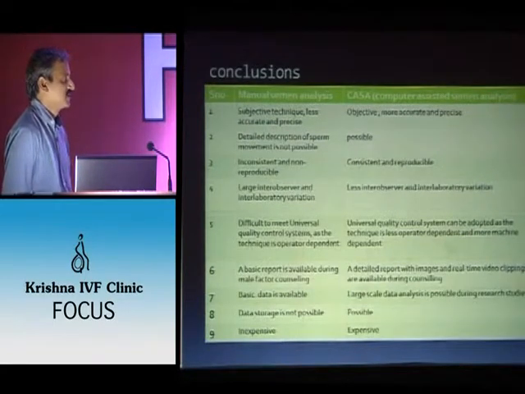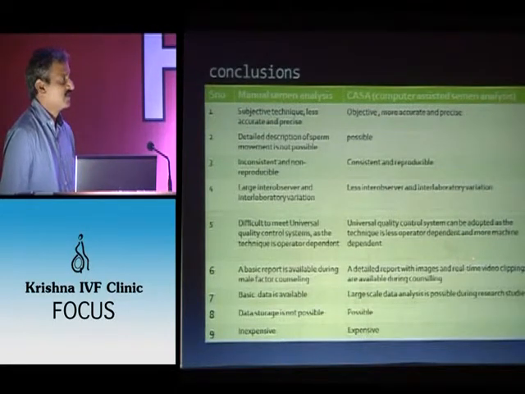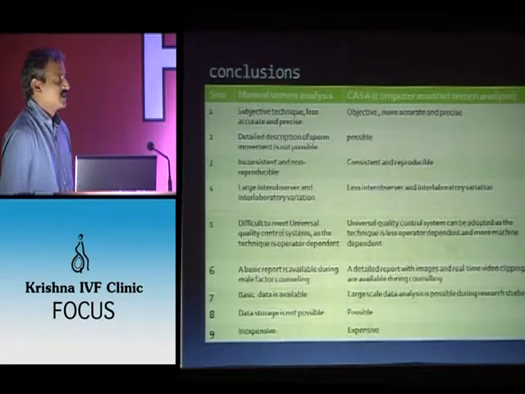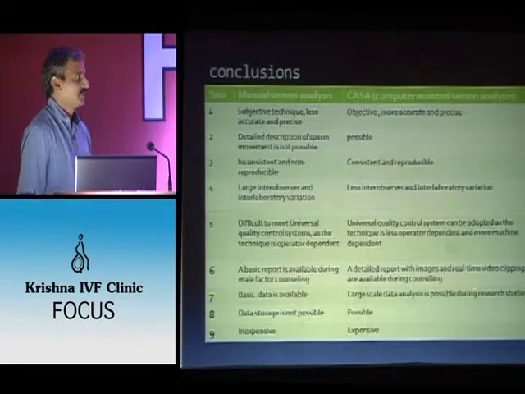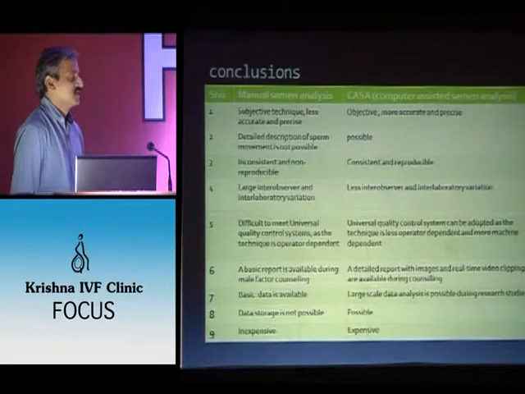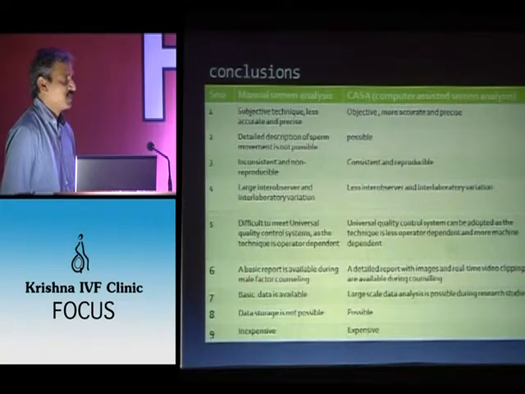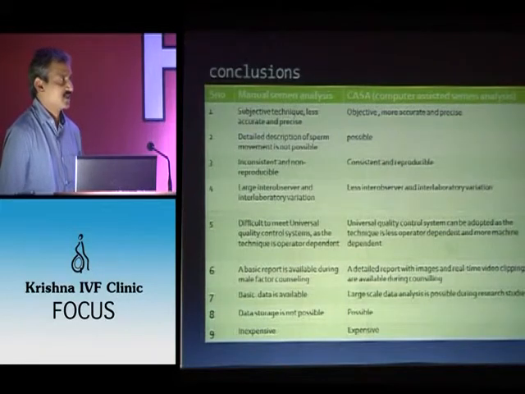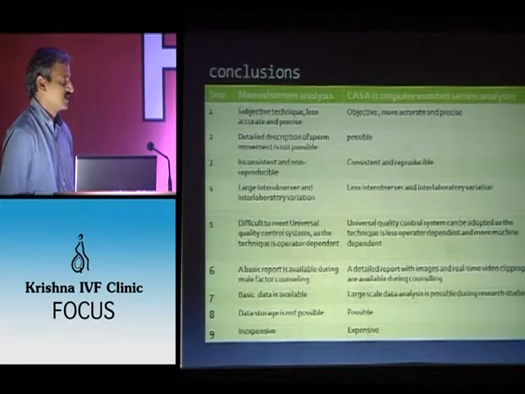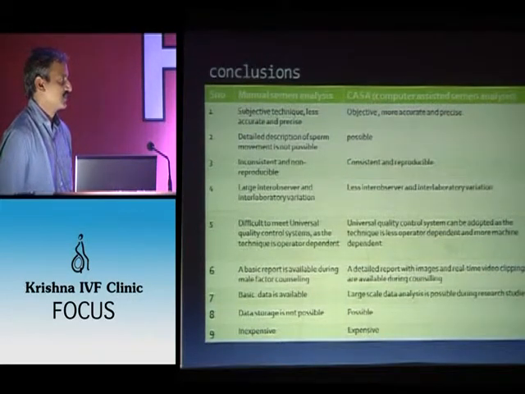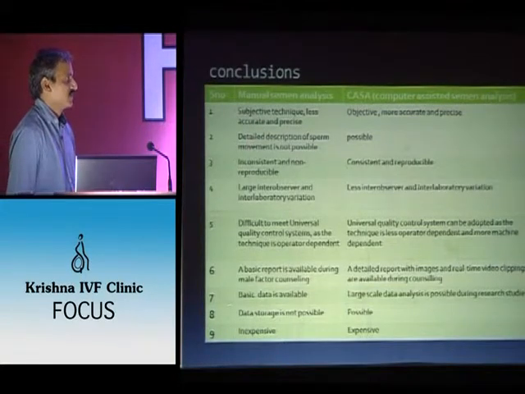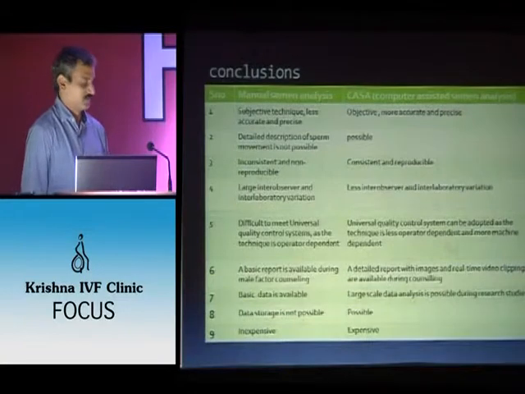The manual technique is operator dependent, whereas a universal quality control system can be adopted in CASA since it is machine dependent. Only a basic report is available during male factor counseling in manual analysis, whereas with CASA you can show the patient and counsel them in a better way with real-time video clippings and images. Basic data is available in manual analysis, but large-scale data is available in CASA for research studies. You cannot store the data in manual analysis, but it is possible with CASA. Manual is an inexpensive technique. The only drawback is that the CASA system is a little bit expensive.